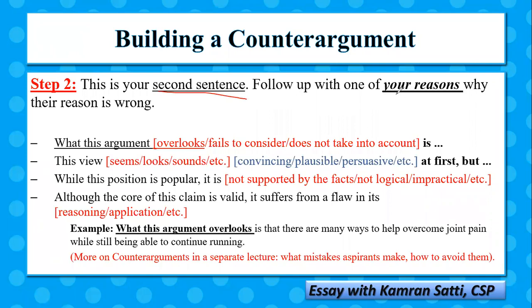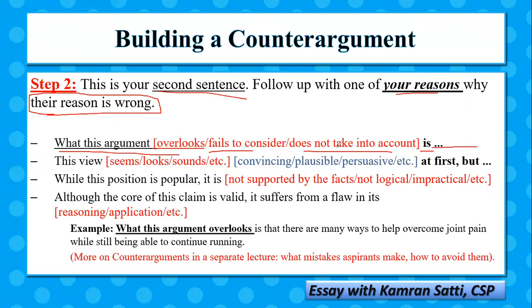Follow up with one of your reasons why their reason is wrong. This is the refutation part. You refute the counter argument. Now how can you do this? How can you phrase the sentence? What this argument overlooks, fails to consider, does not take into account is that now the situation has changed. Now there is an independent media which makes democracy no more vulnerable. So now you would be refuting the opposing view.